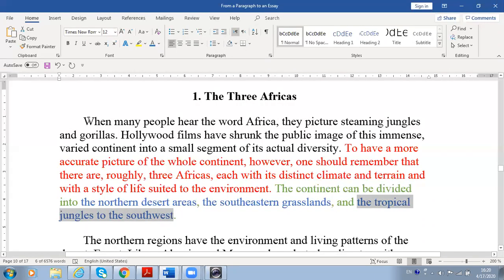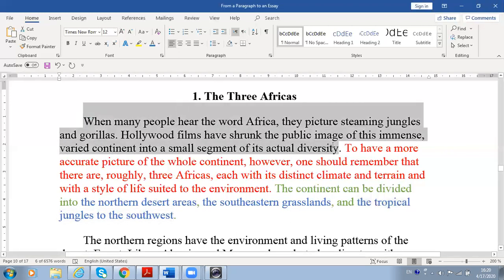So what kind of motivator is he using? How people imagine what Africa is? Yeah, so it's talking about something general that the public believes in. That's how they feel about Africa, okay? But he's telling you that this is not just Africa. There are 3 parts of Africa, and he's just discussing these 3 parts in this essay, okay?